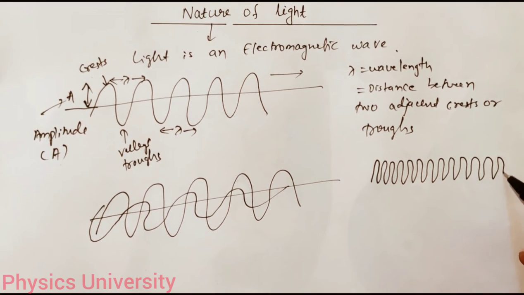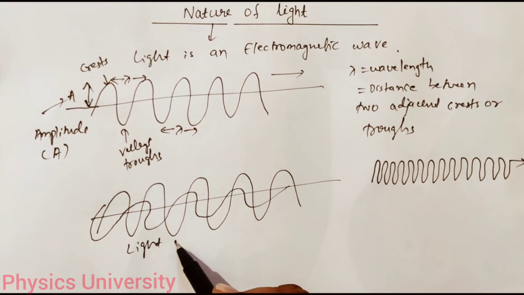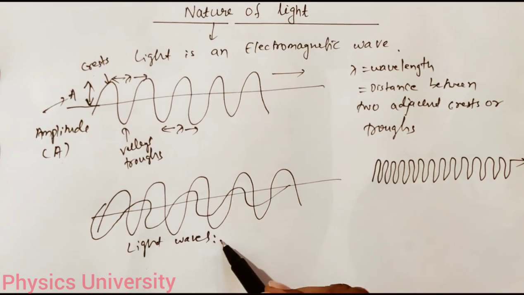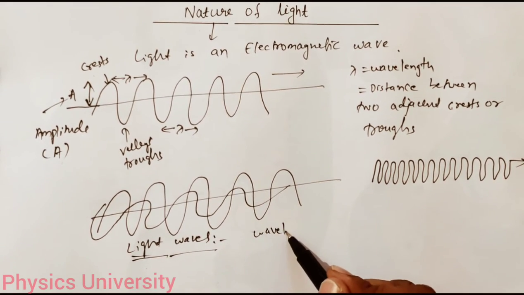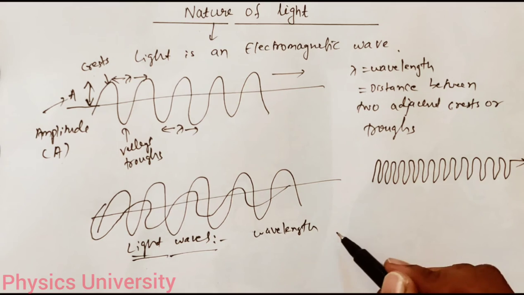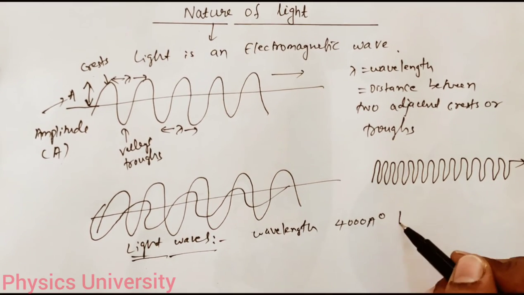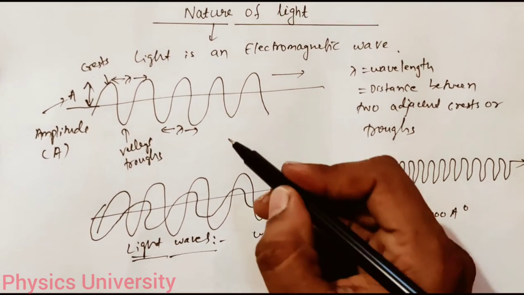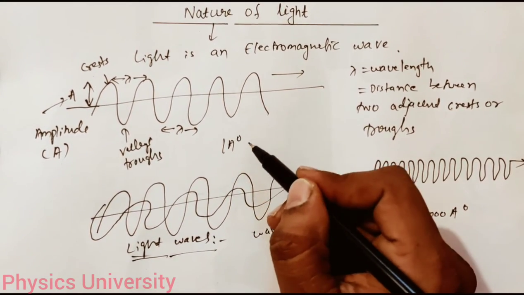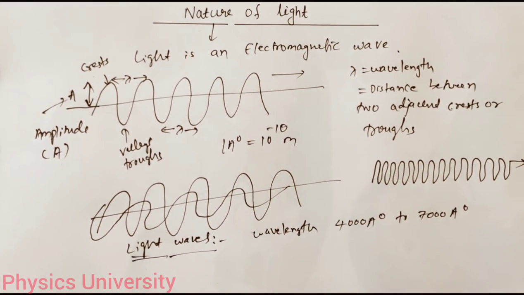Okay, and what is its wavelength? What is the wavelength of light waves? It typically ranges from 4000 angstrom to 7000 angstrom. If you already know, 1 angstrom equals 10 to the power minus 10 meter. This is a relation, right?